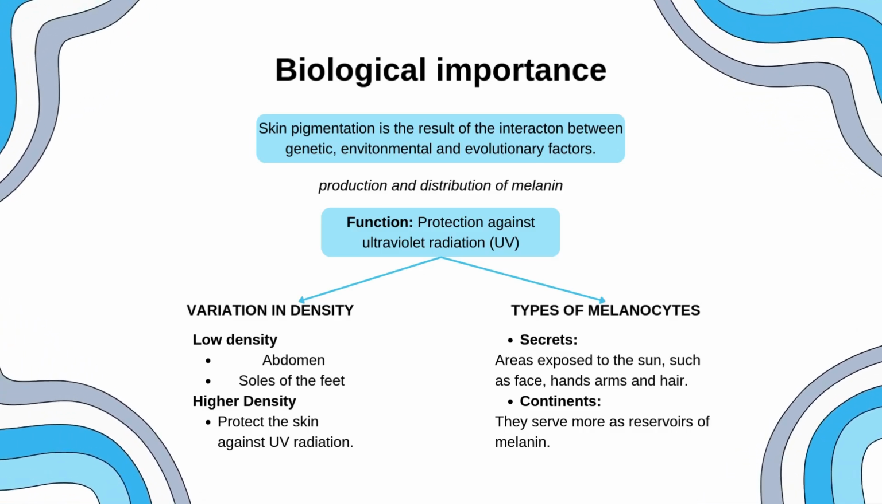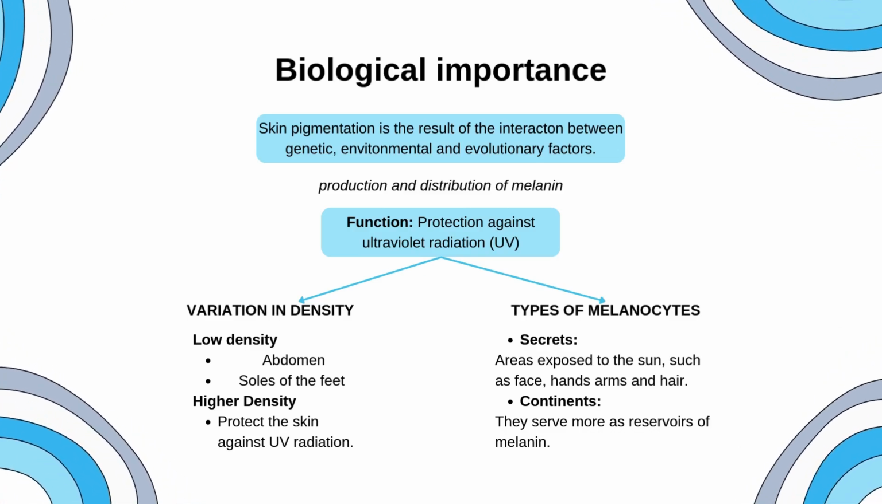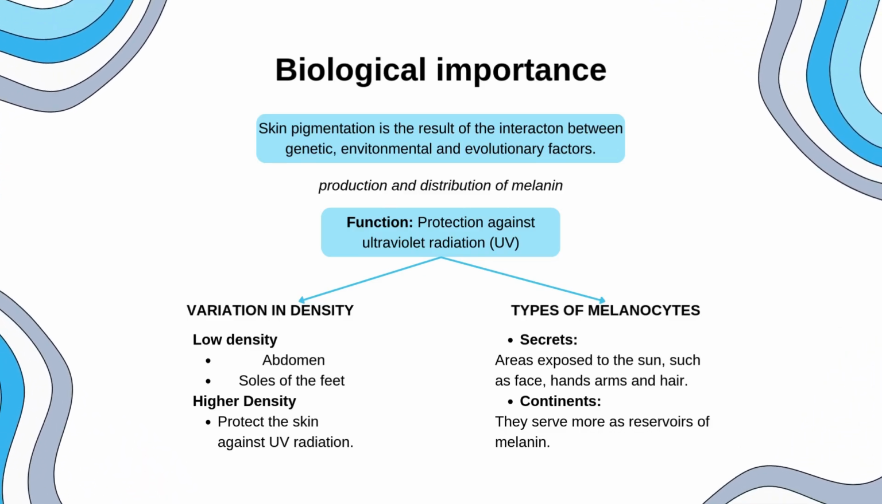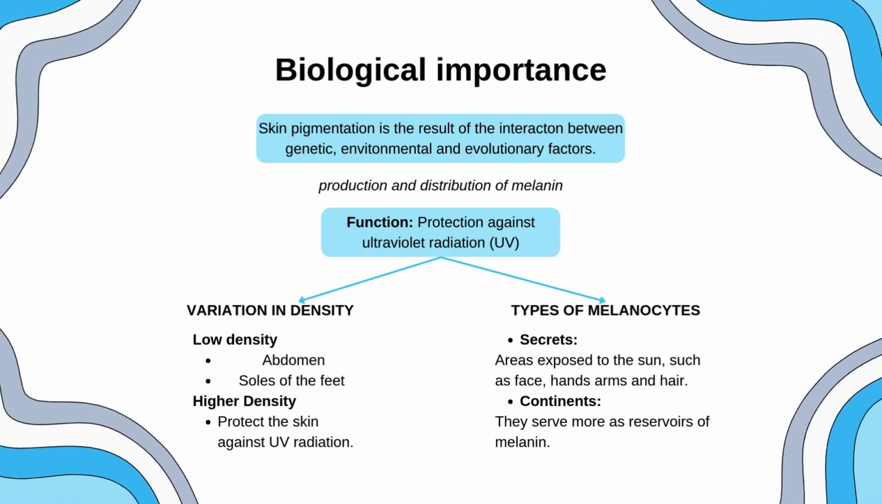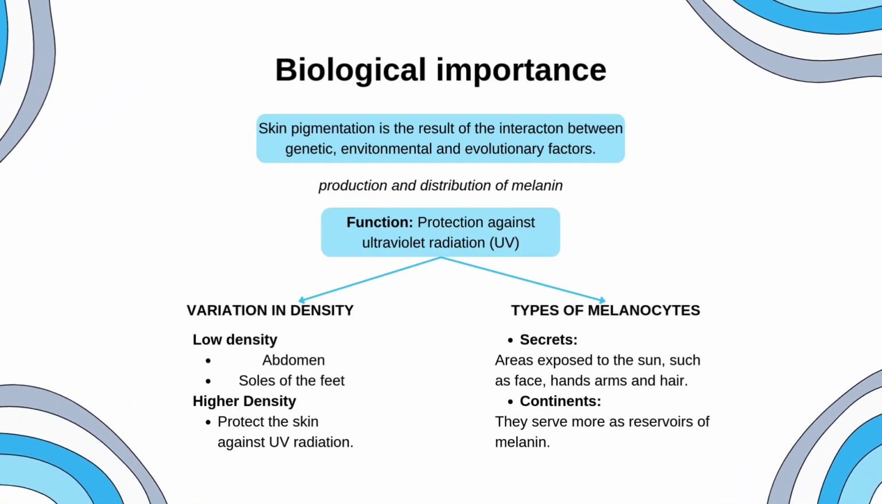Variation in the intensity of the melanocytes. In less exposed regions such as the abdomen or the soles of the feet, the activity of melanocytes is usually low. In areas exposed to the sun, such as the face and hands, melanocytes tend to be more active to protect the skin against UV radiation.